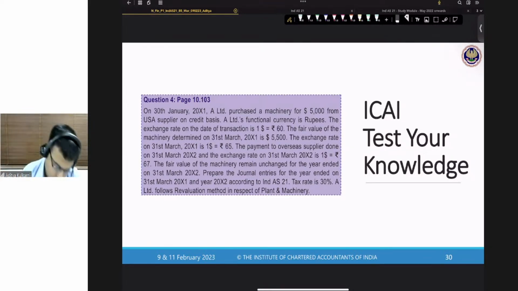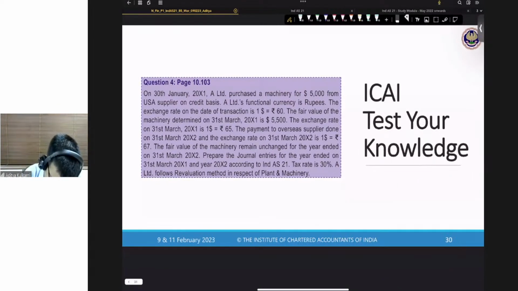On 30th January 20x1, A Limited purchased a machinery for $5,000 from a USA supplier on a credit basis. A Limited's functional currency is rupees. This is given to you. The exchange rate on the date of transaction is $1 equals 60 rupees. The fair value of the machinery as on 31st March X1 is 5,500. The exchange rate on 31st March 20x1 is $1 equals 65.